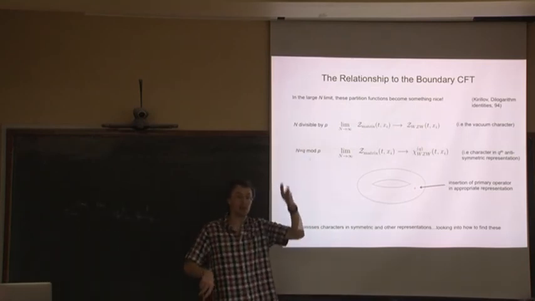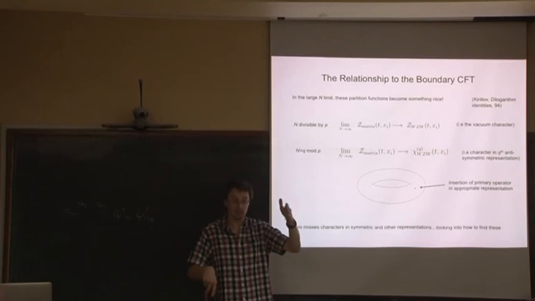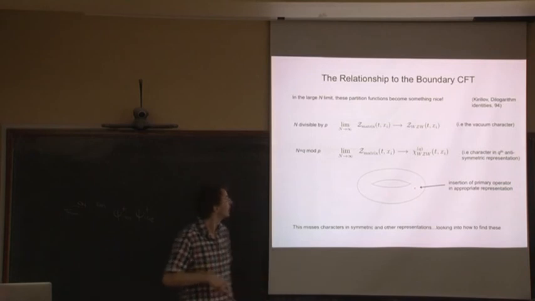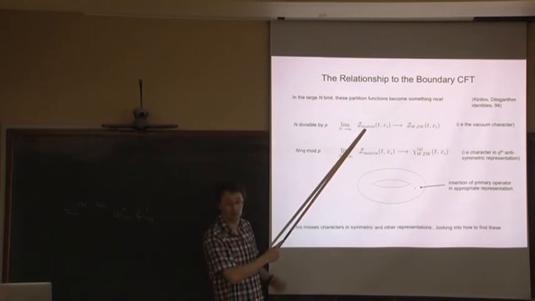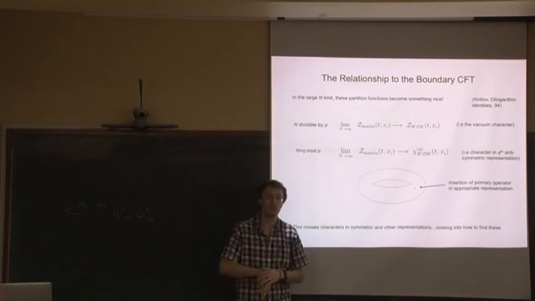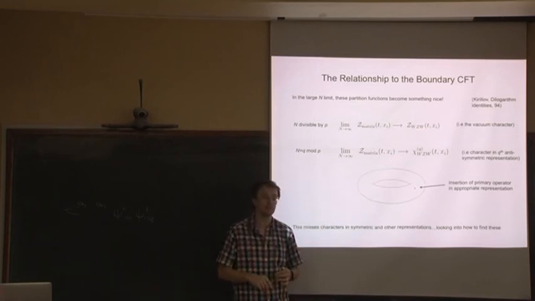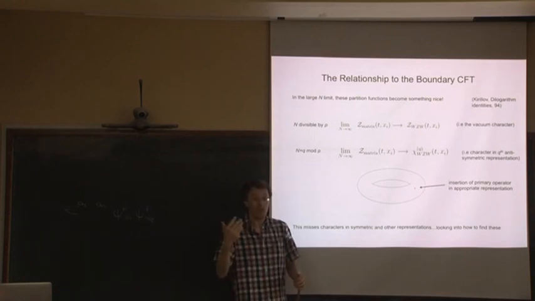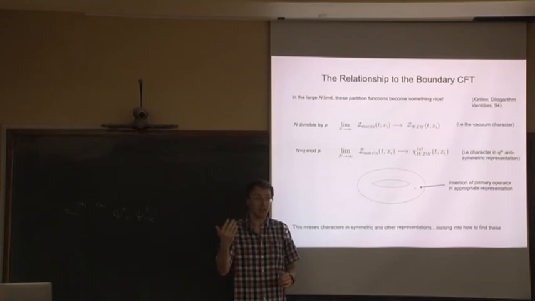Take n divisible by p. So that's the number of vortices divisible by p. Take this partition function and send n to infinity. The claim is that the partition function of the matrix model in the n goes to infinity limit is precisely the partition function of the Wess-Zumino-Witten model, the SU(p) Wess-Zumino-Witten model of some level. Where the partition function really means the vacuum character.